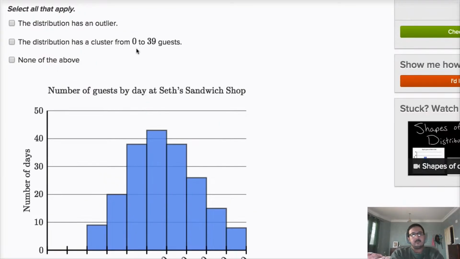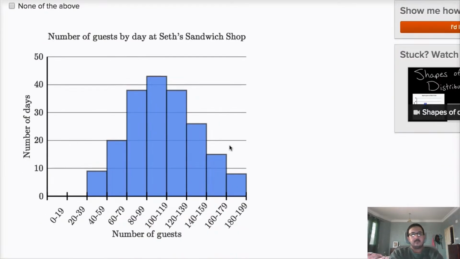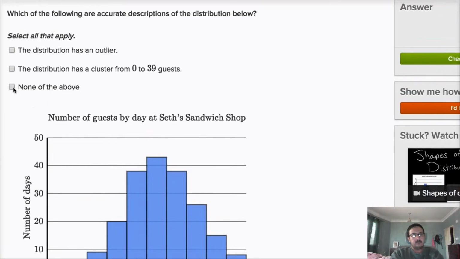The distribution has a cluster from 0 to 39 guests. So 0 to 39 guests is right over here, and there's no days where he had between 0 and 39 guests, either 0 to 19 or 20 to 39. So there's definitely not a cluster there. I would say that the cluster would be days that had between 40 and 199 guests. Definitely not 0 to 39. There was no days that were between 0 and 39 guests. So I would say none of the above, very confidently.